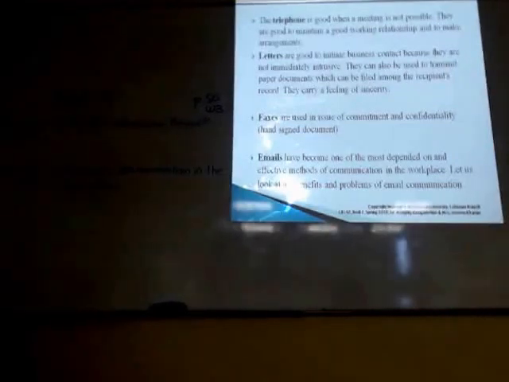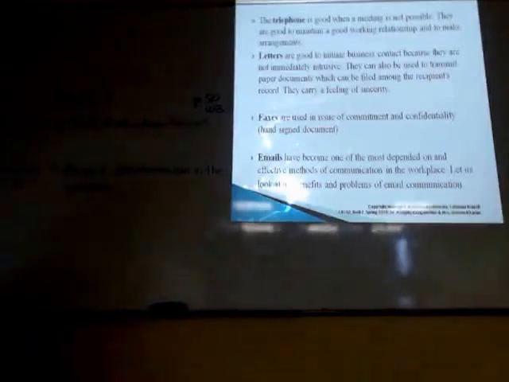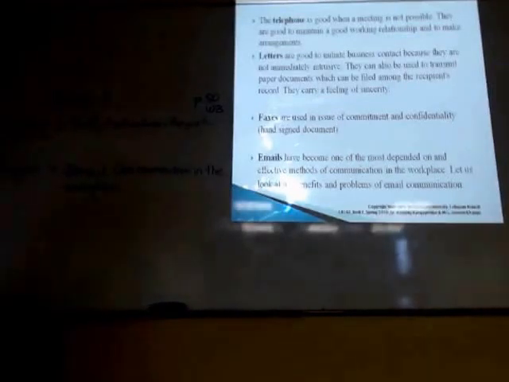The telephone. The telephone is good when a meeting is not possible. When we cannot conduct a meeting, okay, they are good to maintain a good working relationship and to make arrangements. More and more people are conducting interviews through Skype first, especially if you're going to work abroad. They do a Skype interview with you because getting you there physically is more difficult, right? No, they should have added Skype on this list because now they're doing conference calls on Skype. Different people from different countries, right? They sit together. It's as if they are in the same room.